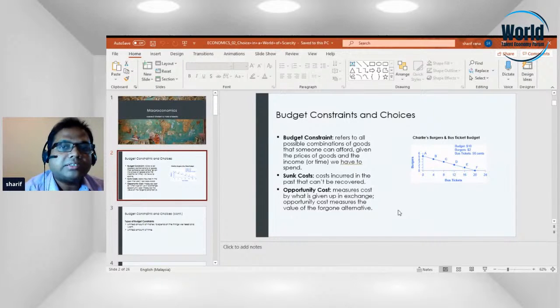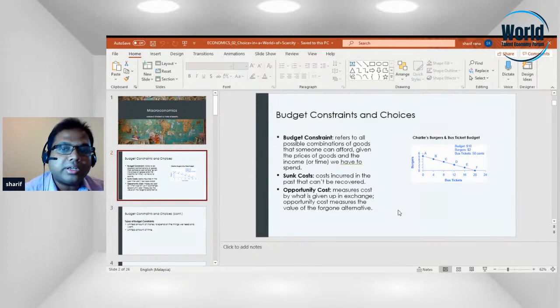Today we're going to discuss budget constraint and choices. Budget is very important, even in the COVID-19 situation. Budget constraint refers to all possible combinations of goods that someone can afford, given the prices of all goods and the income we have to spend.